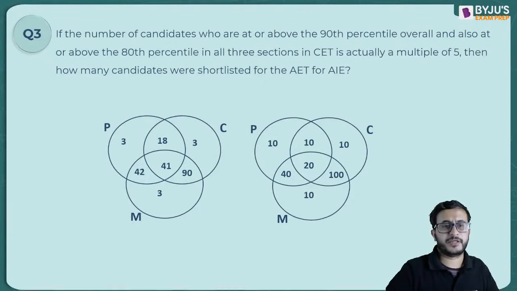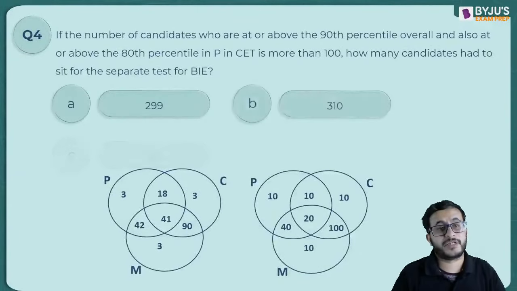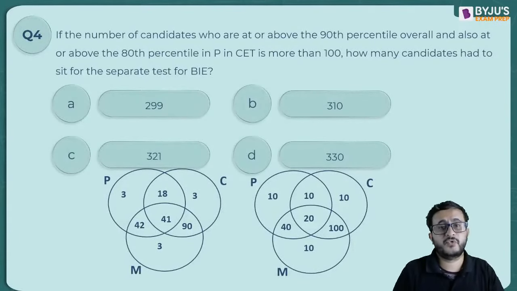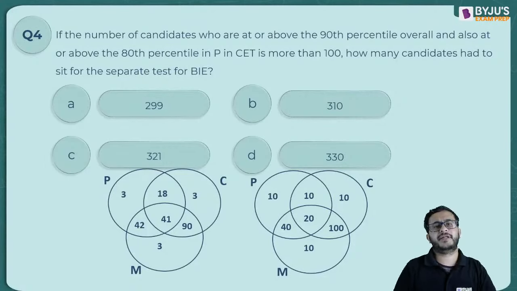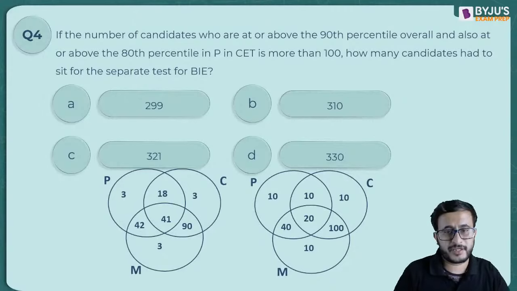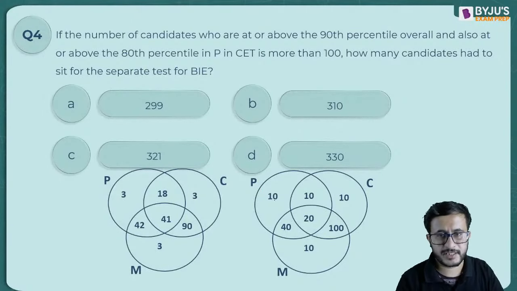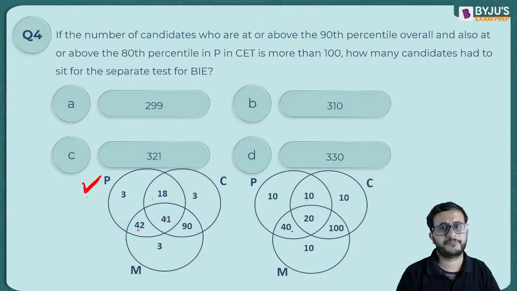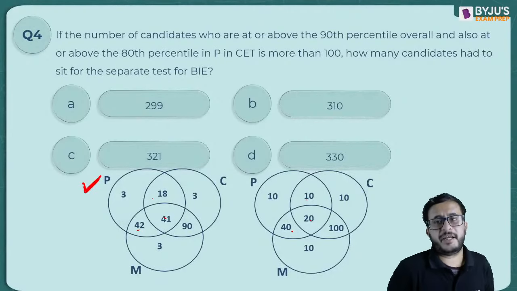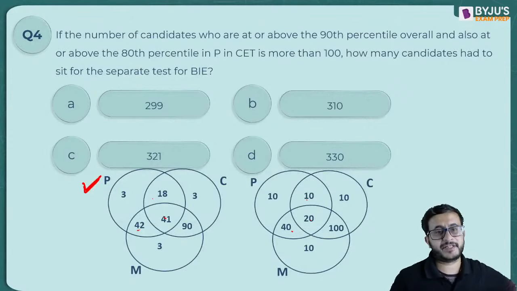Okay, next question. If the number of candidates who are at or above the 90th percentile overall, right? So all of these are overall 90th percentile. Also, at or above 80th percentile in P in CET is more than 100. Okay, so P in CET should be more than 100. Now in this case, if you see, this is 40, 80, and in this case it is more than 100. So we will consider this case. How many candidates had to sit for the separate test for BIE?